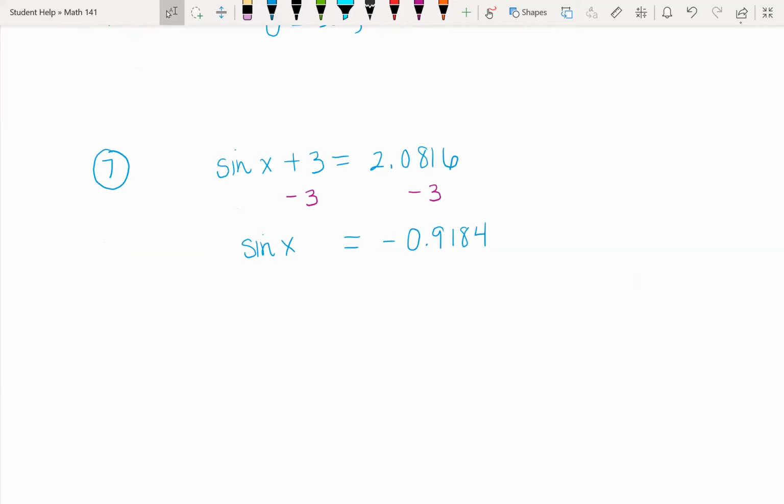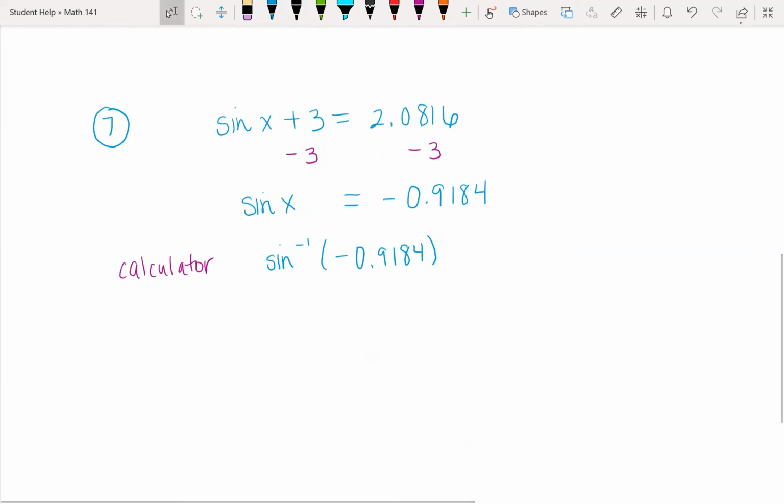So what we're going to plug into the calculator is sine inverse of -0.9184. And this will give us a solution. I'll do this twice. I'll do this once in radian mode and then once in degree mode. So this first one we'll do in radian mode.